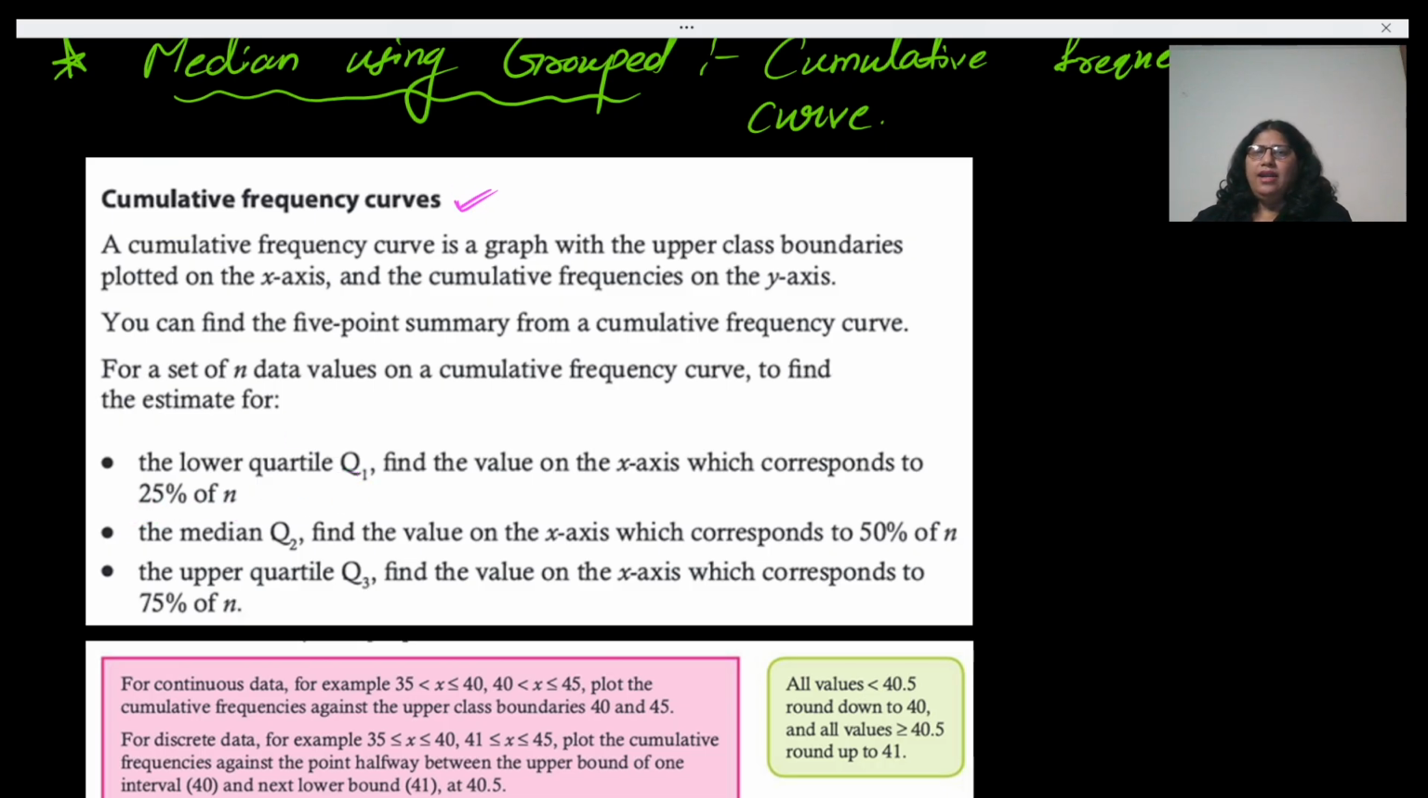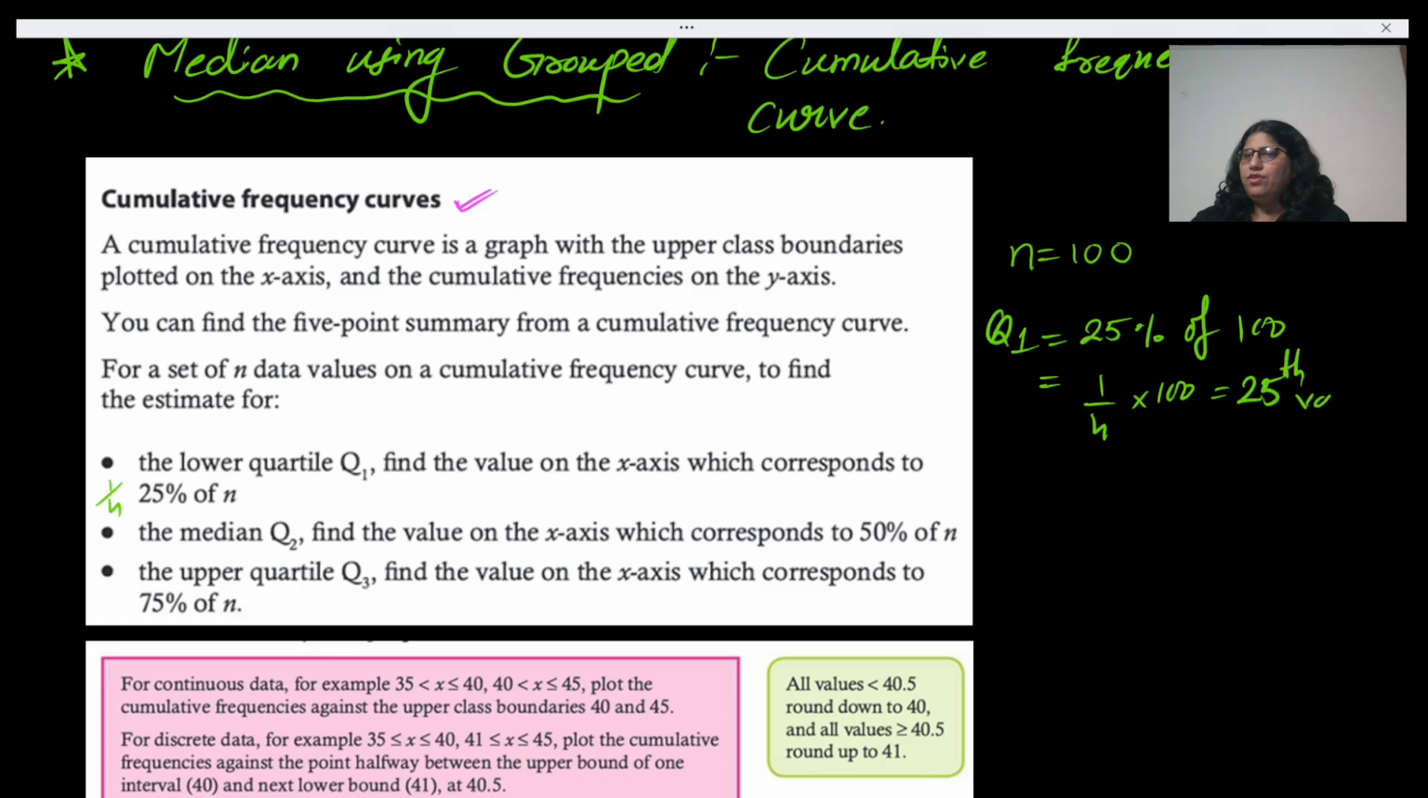Now what is your N? If I'm taking N as 100, what is going to be your Q1? Q1 is the 25th percentile of 100 observations, and you should remember the 25th percentile is always 1/4. So 1/4 of 100 is going to be the 25th value. The 25th value is going to be your lower quartile, using the graph on the x-axis.